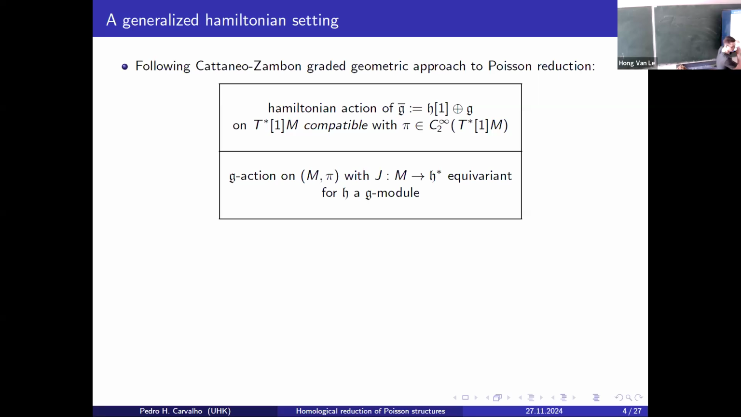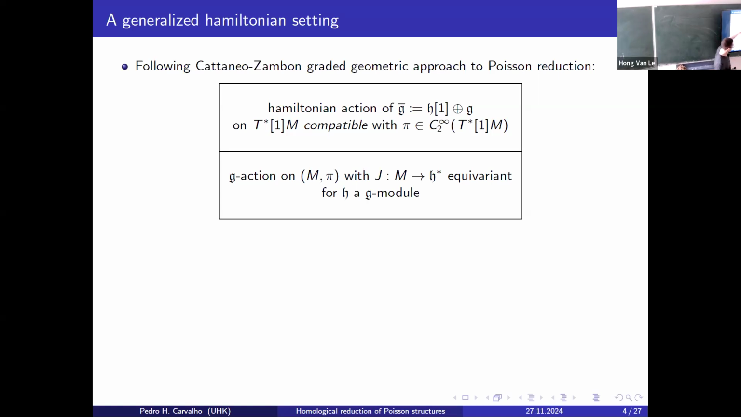But then you can translate this to the following non-graded, let's say, picture. You have a G action on the Poisson manifold. So you have a usual action. But now you have an equivariant map, as in the usual Hamiltonian context. The moment map takes value in the dual of the Lie algebra. And in this case here, the moment map takes values in the dual of a G module. So it's slightly more general.